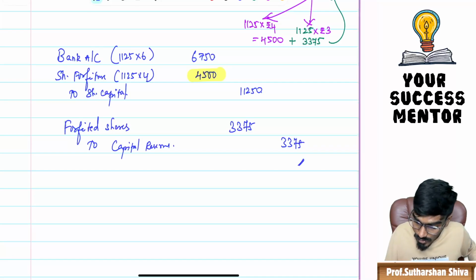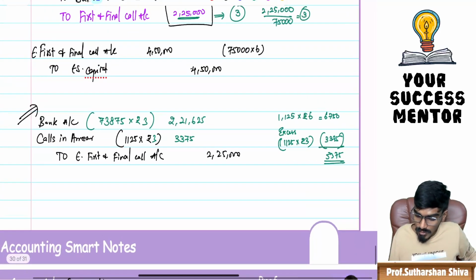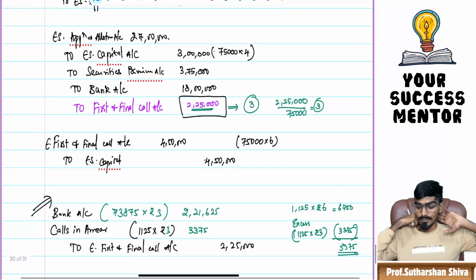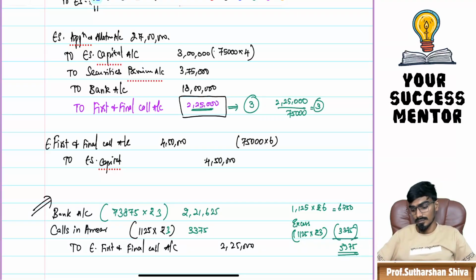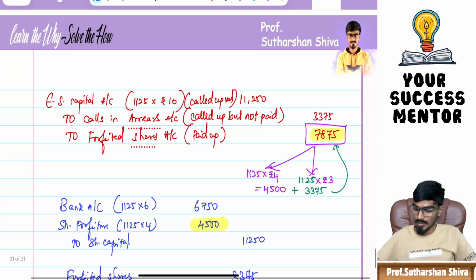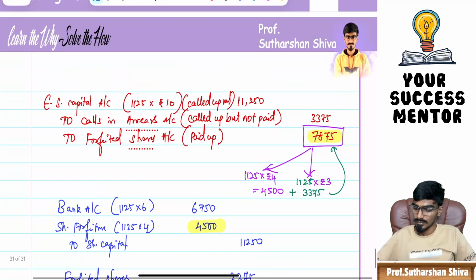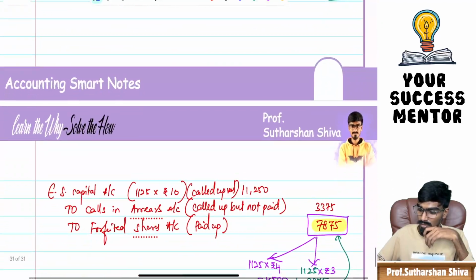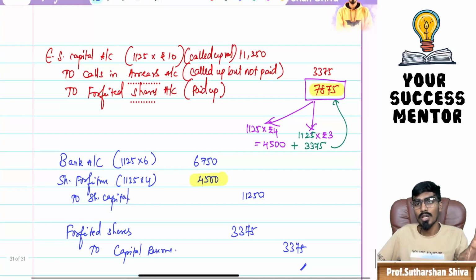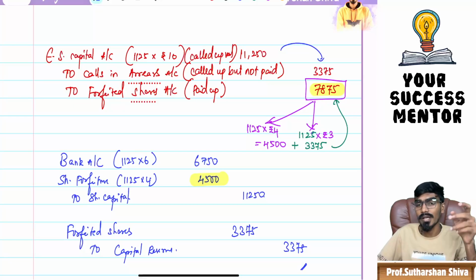Are you able to understand? Sir, doubt. Yes. Sir, I still can't understand the part where we get 7875 and 3375. Which one? That forfeiture entry. Yes, I still don't get how we get 7875. Could you explain again? Very simple. If you do it from 11,250, eliminating 3375, the balancing figure is going to be 7875.